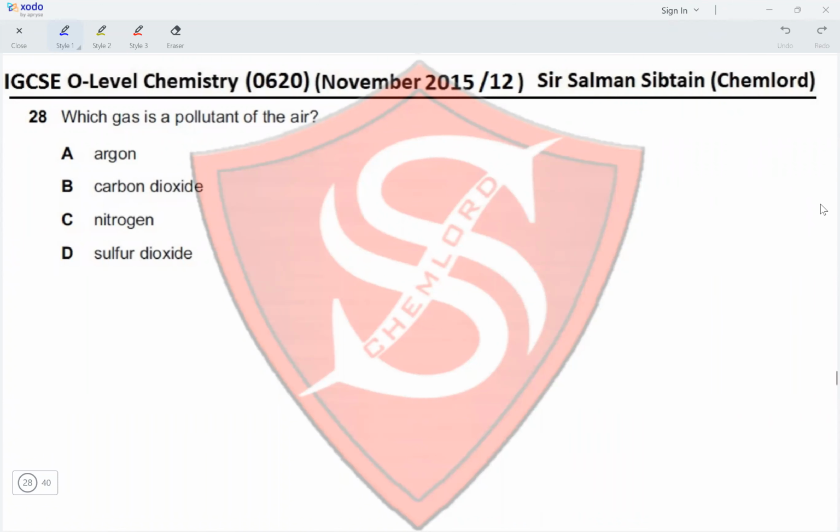Question 28. Which gas is a pollutant of the air? So argon is a noble gas. It is not a pollutant of the air. Carbon dioxide is present in air but is not an air pollutant as such. Nitrogen is an inert gas. It is not an air pollutant. In fact, air contains 78% by volume of nitrogen. Sulfur dioxide is an air pollutant because it contributes to acid rain and also causes breathing difficulties in humans and animals. Therefore, option D is the correct option for this question.